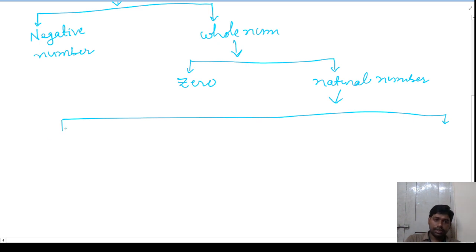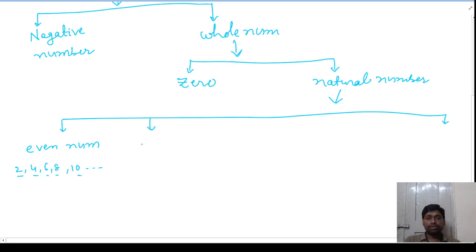Which are like even numbers, meaning the numbers which are divisible by 2 and leave remainder 0 are called even numbers, like 2, 4, 6, 8, 10 and so on, which end with 2, 4, 6, 8 and 0.